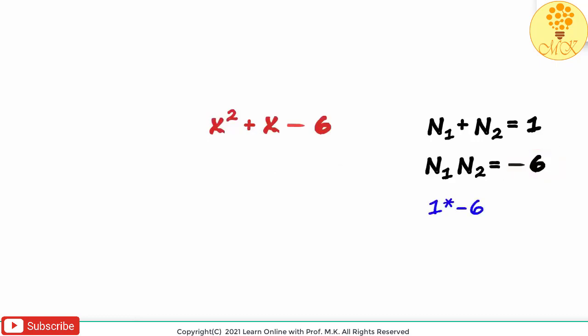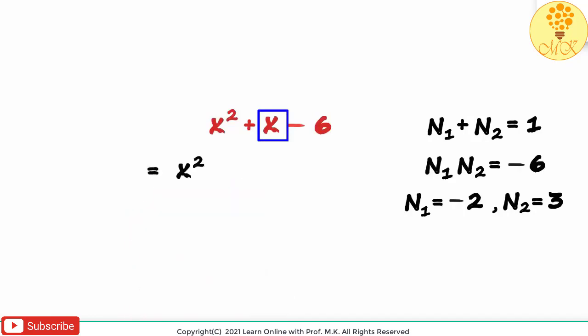To find the two numbers, all we do is try out different products to get minus 6. 1 multiplied by minus 6 is minus 6, but 1 plus minus 6 is not 1. Okay, let's try 2 times minus 3. This is minus 6, but their sum is minus 1, not 1. Minus 2 times 3 gives us minus 6 and their sum is 1, which is exactly what we want. The two numbers would be minus 2 and 3.